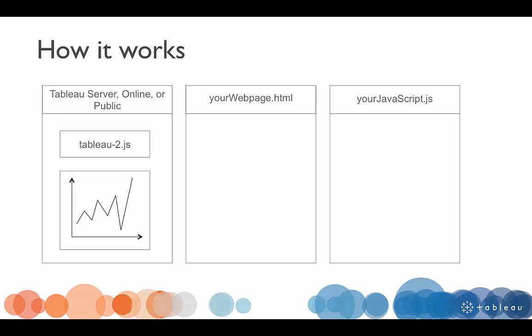Now let me make this clear. You don't need to write this JS file. It's already been written for you. It's what enables the API, and it already lives on every installation of Tableau server, Tableau online, or Tableau public. But what you'll do with that tableau-2.js is you'll include it inside of your web page, your web page's HTML, with a script tag, and that'll enable the API.